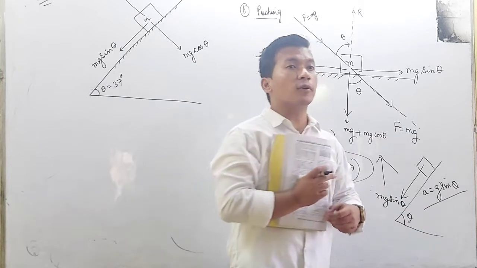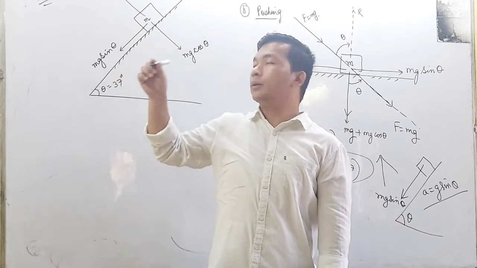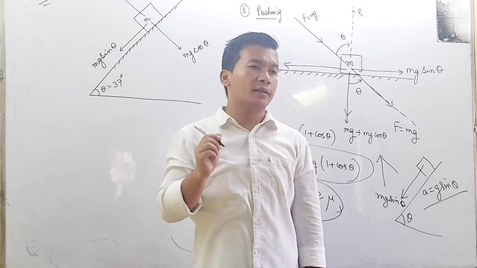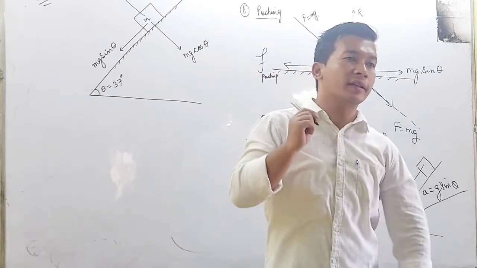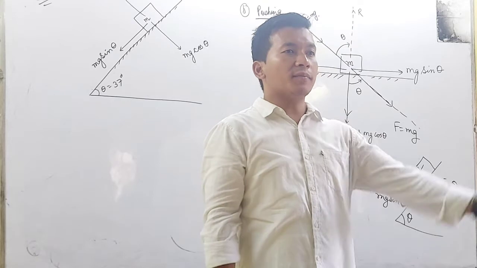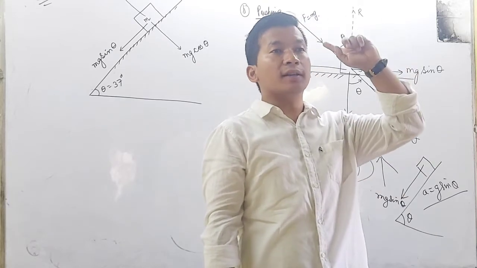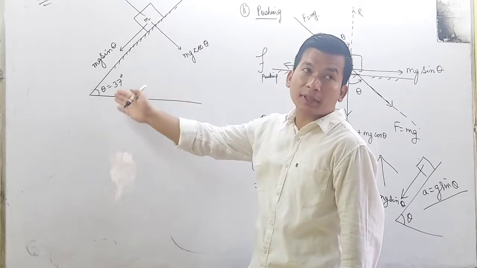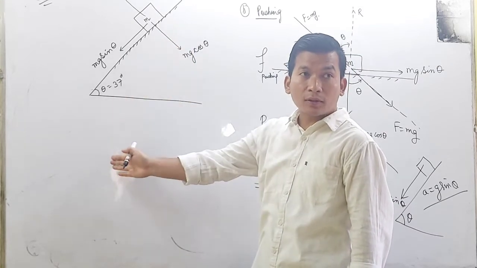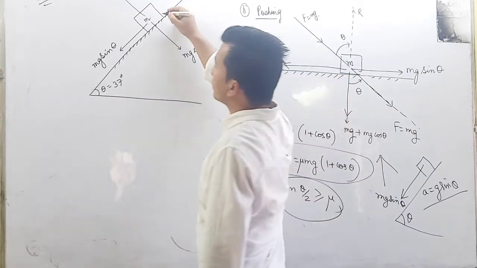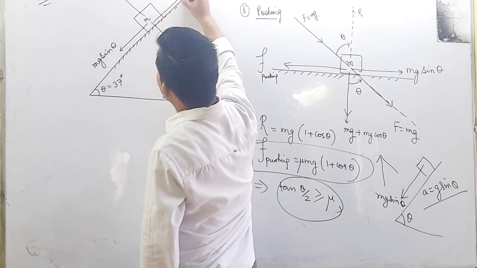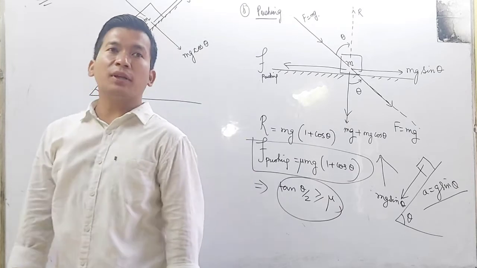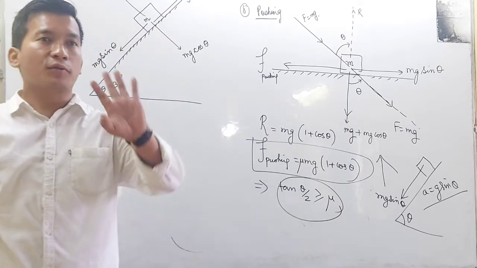However, if this is rough, tell me the direction of the friction. It must be drawn up the inclined plane. The body has a tendency to slide down, so this will be the direction of our friction force, small f.